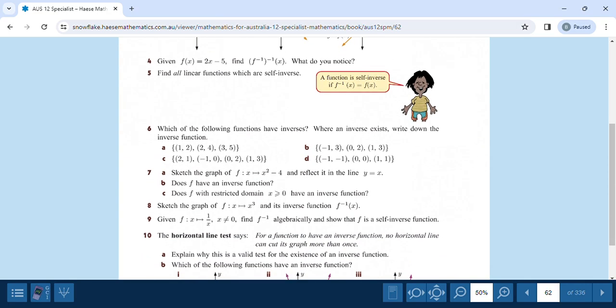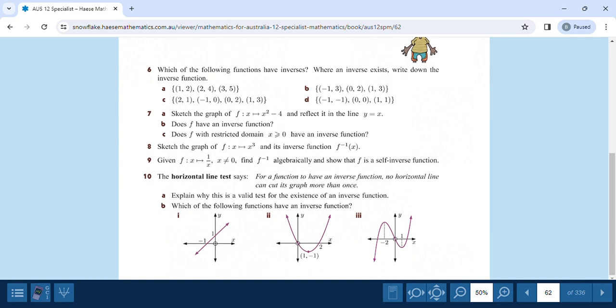Yeah, just moving through and having a look. So in number 10, where we've got the images, we look at the horizontal line test and discover that if we put a horizontal line through the first one in I, it'll always go through just once, and so that passes the test. In II, where you've got a quadratic, and III, where you've got a cubic, they won't satisfy the horizontal line test. So those are not one-to-one functions, and hence they do not have an inverse function.